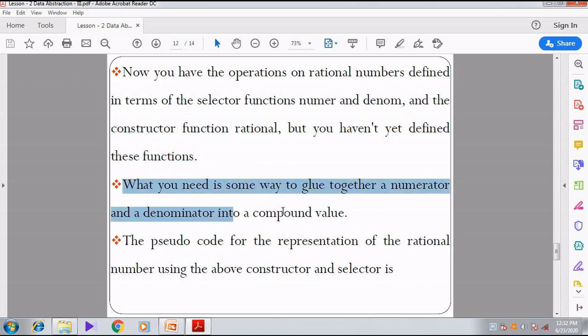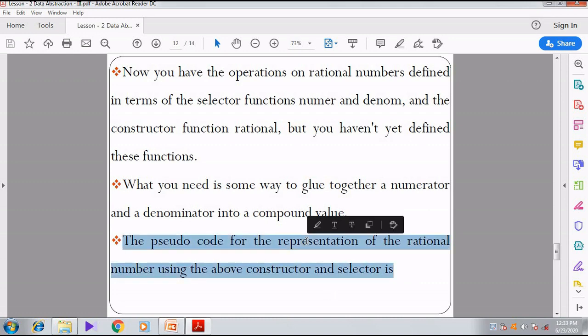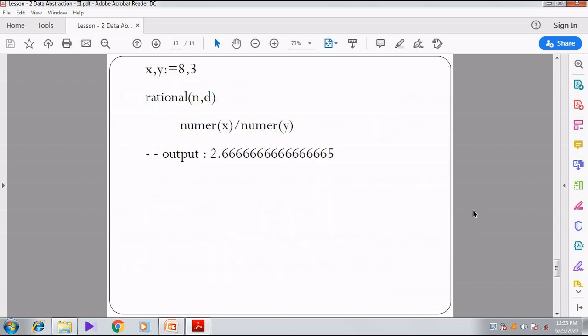What you need is some way to glue together a numerator and a denominator into a compound value. So what do we want to do? We want to combine all together and then find out the rational number. Let's see pseudocode for the representation of a rational number using the above constructor and selector. Let's see the example.